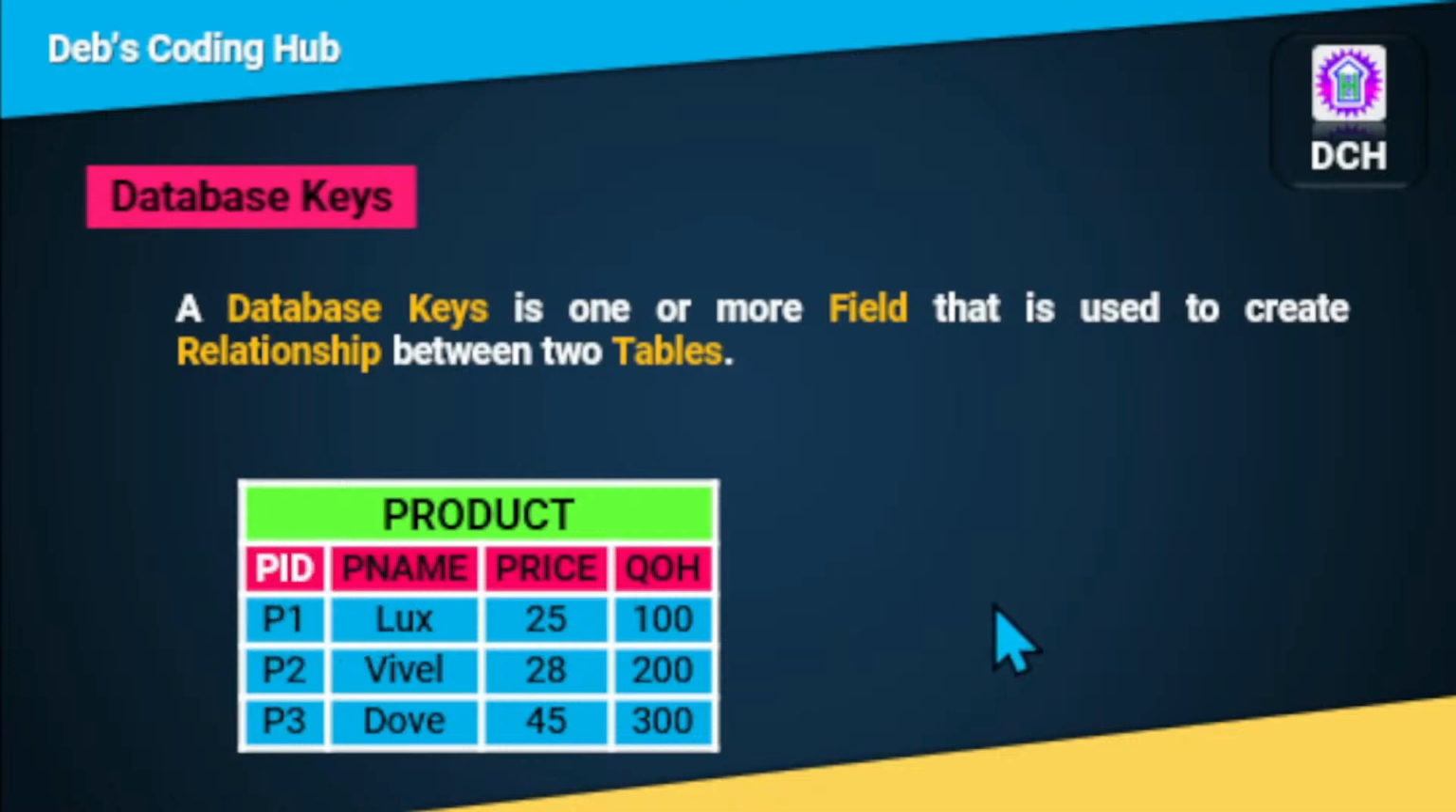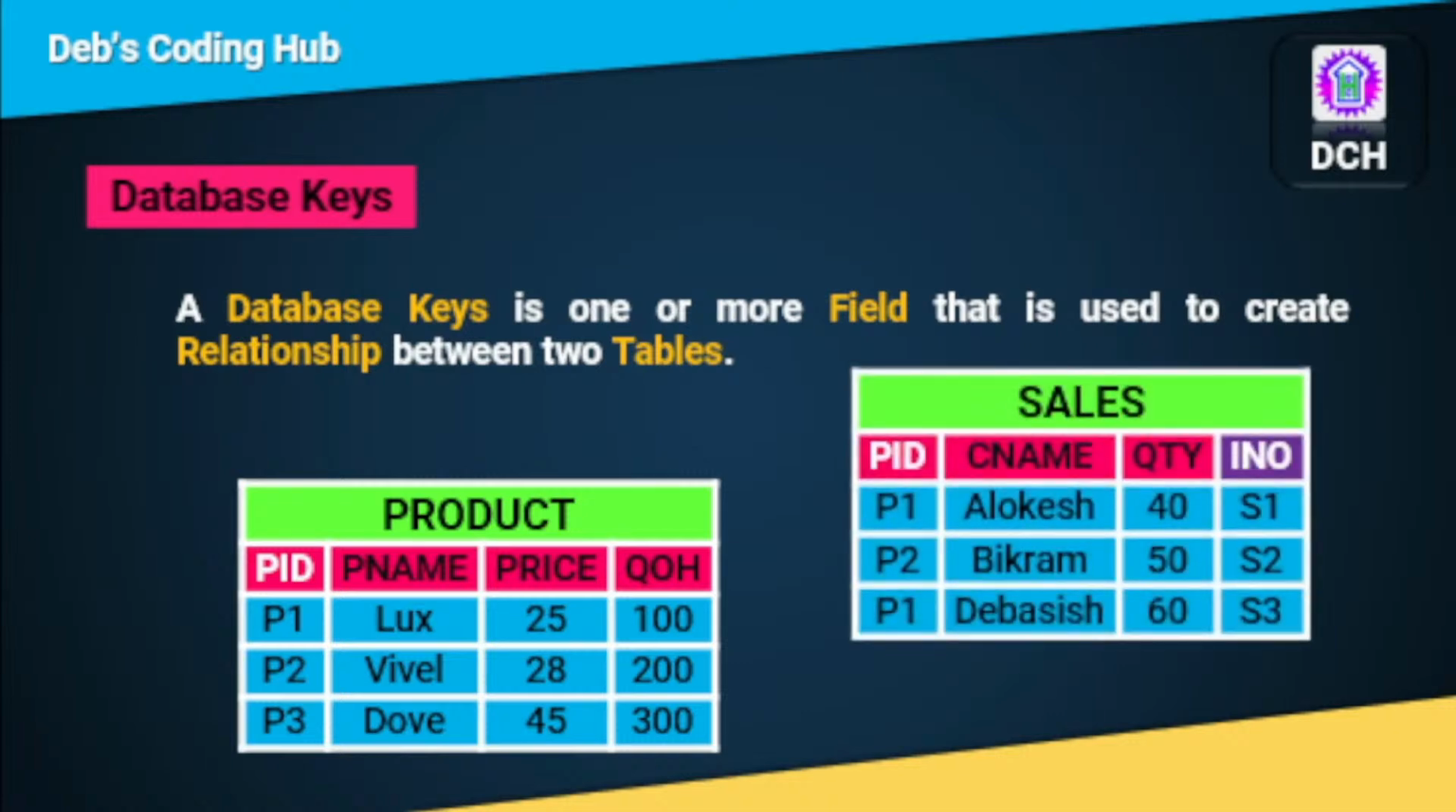Let us see, if these products are sold, one product could be sold multiple times. So there must be a sales table when I sell. In the sales table, we must have an invoice number, which is denoted here by INO. Invoice number means the unique number given to each invoice. So S1, S2, S3 are the invoice numbers we have given. No two invoice numbers should be the same, so this can be termed a key field, because it is storing unique values.